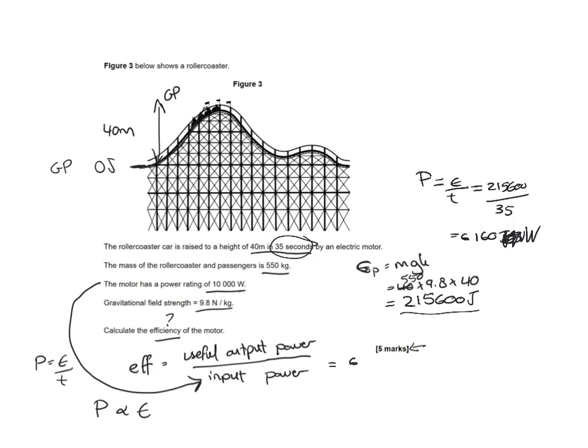So that was my useful power divided by my input power, which gives us 0.6216, which is roughly 0.62, or if I want it as a percentage, it is 62%, so just multiply it by 100. So there you go.